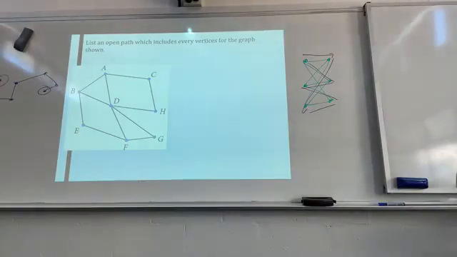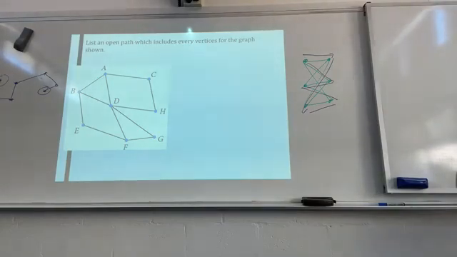Now, let's have a look at this. Can you list an open path which includes every vertex for the graph shown? In Clark, it will be referred to as Hamiltonian path. All right? So in any other books that you use, it will be referred to as a Hamiltonian path. So now what I want is an open path which includes every vertex. And this is a semi-Hamiltonian. All right? You don't want a closed path, you want an open path. So you can start from anywhere.